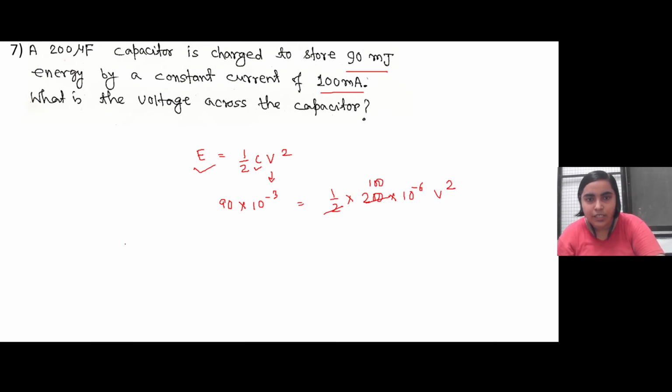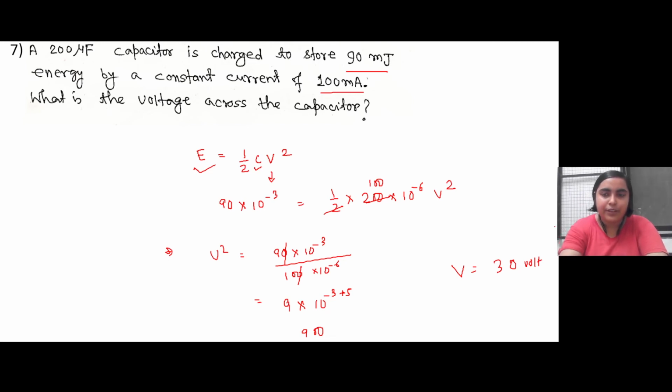So this is 100. If we take it to the other side, V squared will be equal to 90 times 10 to the power minus 3 divided by 100 times 10 to the power minus 6. So it is 9 times 10 to the power minus 3 plus 5, 900. So V is equal to the square root of this, that is 30 volt, right?